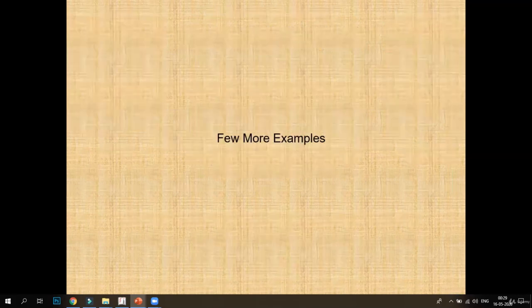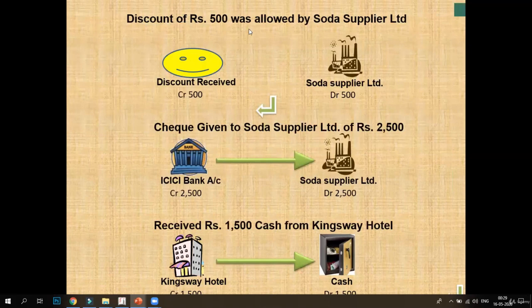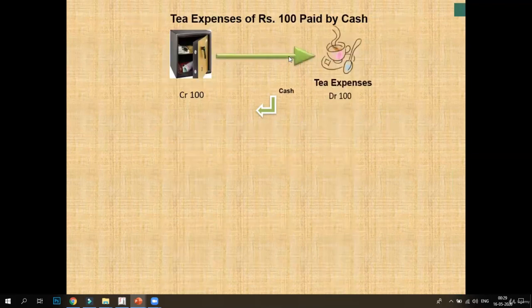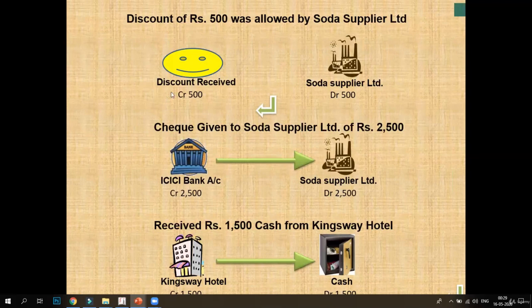Now the next transaction we can have here is discount of rupees 500 was allowed by Soda Supplier Limited. Soda Supplier Limited has given us the discount of rupees 500. So this discount received is our what? Income. And what we'll do about the income? We'll take it to the nominal account. And what will the rule say? We have to credit discount received. And who is the giver of this income? The Soda Supplier Limited. So the Soda Supplier Limited will be debited as per the personal account.